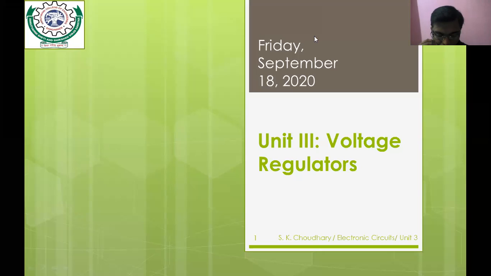Today we will start the new chapter, that is voltage regulator. Yesterday I told you that we have to go through some numericals based on unit number 2, that is the design and operation of the oscillators and other negative feedback circuits. We will do it next week. One session is completely dedicated to the numericals based on unit number 2, and you can ask whatever doubts you have at that time.